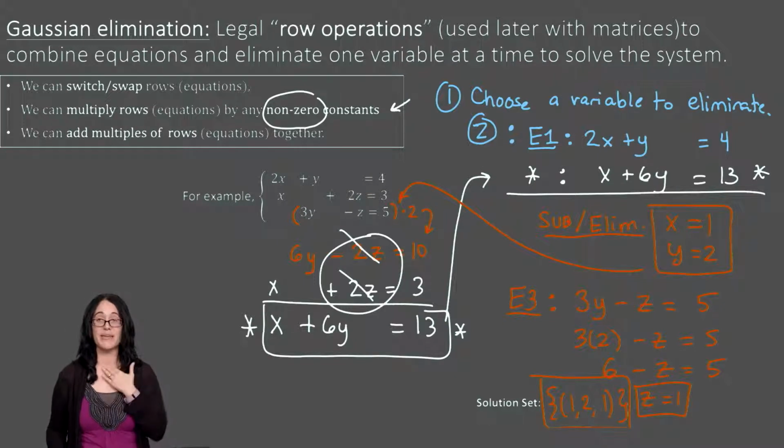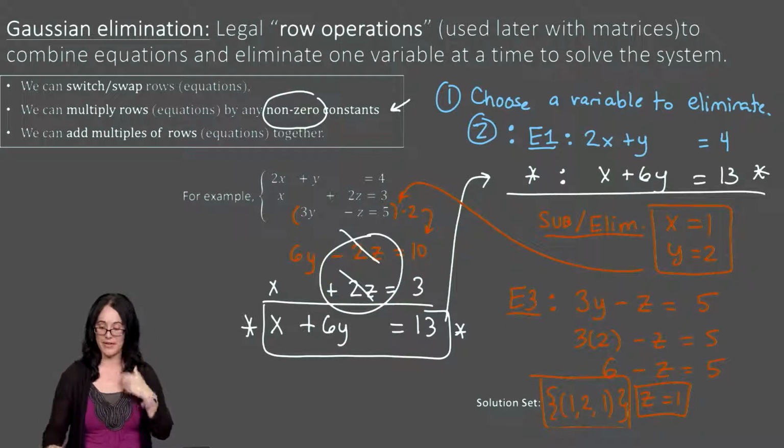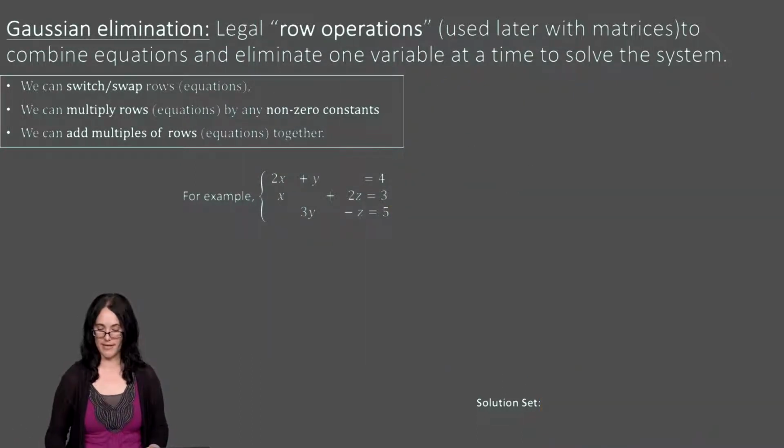Okay, so again, what were my legal operations? I could switch rows, multiply rows by any number that's not 0, and add multiples of rows together. That will take some practice for sure, so make sure you definitely do take advantage of the homework problems I've suggested. Let's go on to our next slide.